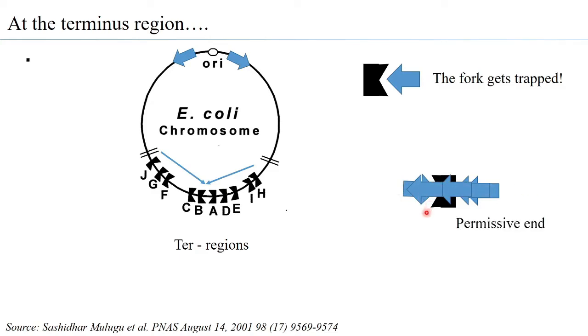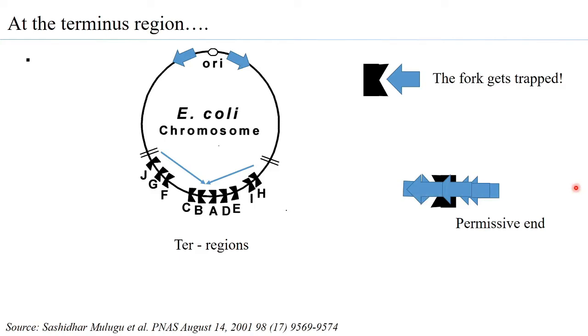So effectively what we are looking at is that one end of the ter region is a permissive end. Since this fork is reaching the ter at the permissive end, the ter is permitting the replication fork to move through. However, the other end is the non-permissive end. So the ter has a non-permissive end. When a fork moves towards the non-permissive end, the fork will be trapped. The fork will not be permitted to move forward.